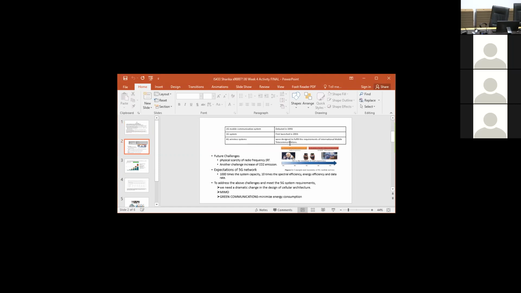As you can see in the table, we have 2G, 3G, and 4G networks. 2G was introduced in 1991. 3G was launched in 2001. And then we had 4G, which was basically for international mobile telecommunication. And as I discussed earlier on, future challenges were physical scarcity of RF. Another one was increase of carbon dioxide emissions. The expectations of 5G, as written here, are 1,000 times the system capacity, 10 times the spectrum efficiency, energy efficiency, and data rate. To address the above challenges and to meet 5G system requirements, we need a dramatic change in the design of cellular architecture, MIMO, and green communication.